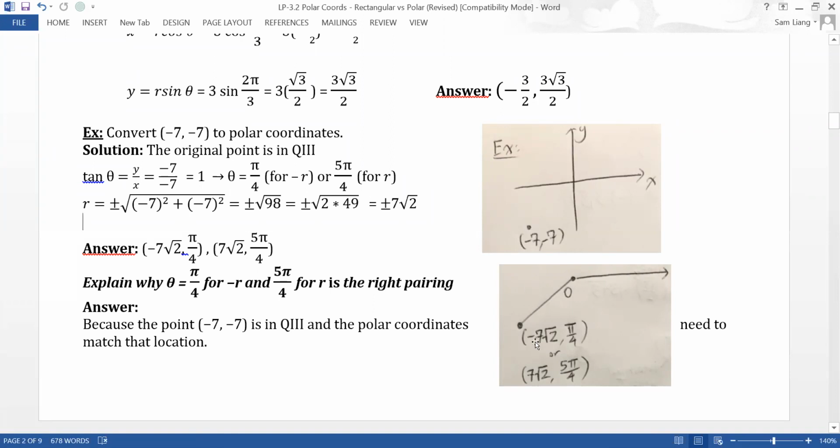And just as an added note, notice that as we've been doing in those examples, finding different representations, if you take the negation of 7 root 2, you get negative 7 root 2, and then you can subtract pi to get pi over 4. So these are different representations of the same angle, as we've seen.